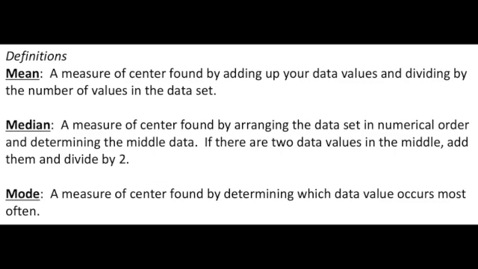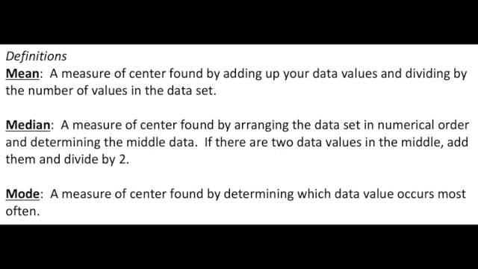Let's take a moment to define each of these measures of center. The mean, also known as the average, is the measure of center found by adding up all your data values and dividing by however many data values there were. The median, also known as the middle, is found by arranging all of the data in numerical order and determining the middle data value. If there happen to be two data values in the middle, you're going to find the average of those two numbers by adding them up and dividing by 2.